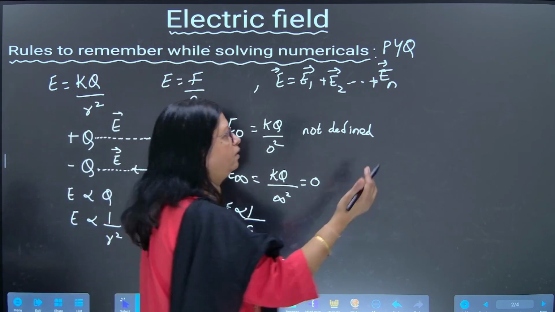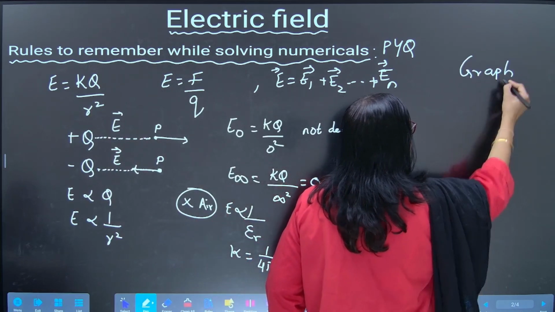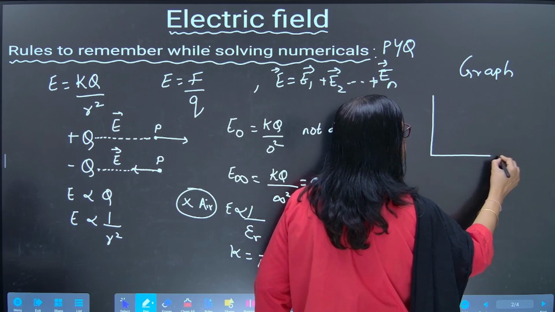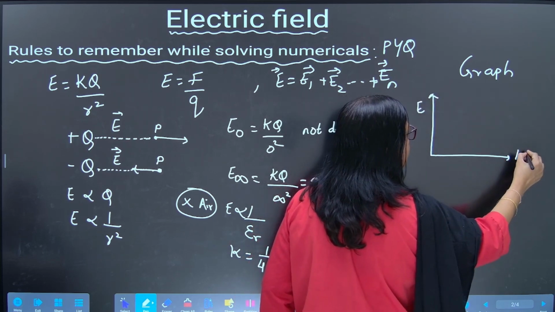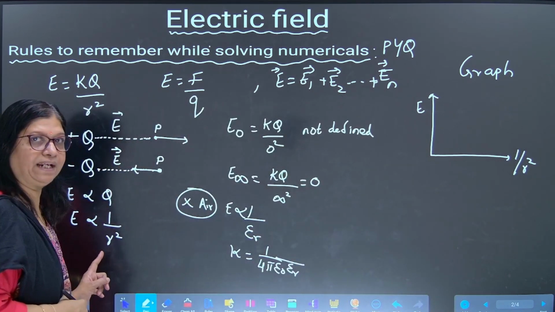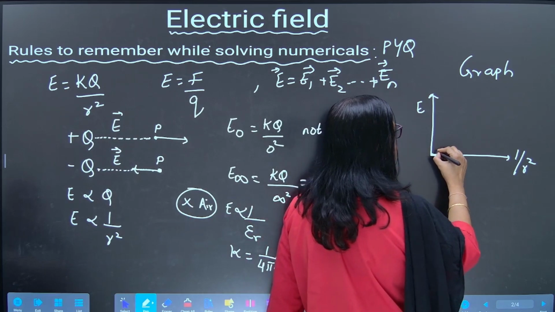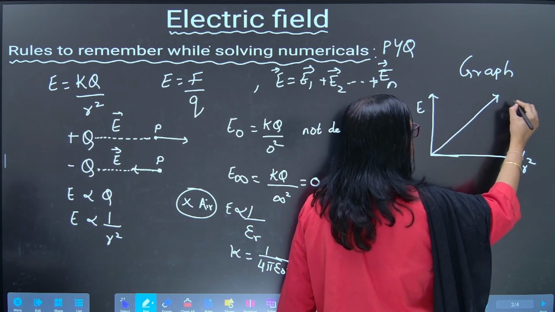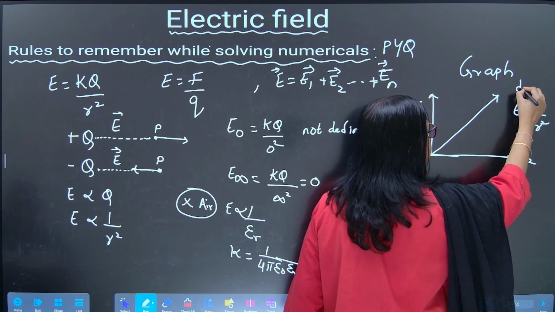One more thing we can go ahead with as a remembrance is the graph. So let us consider the graph between E and 1 upon R square. As you can read in the formula, E is directly proportional to 1 upon R square. So we must get a straight line graph from the origin. Okay, so how to read it: E is directly proportional to 1 upon R square, directly.